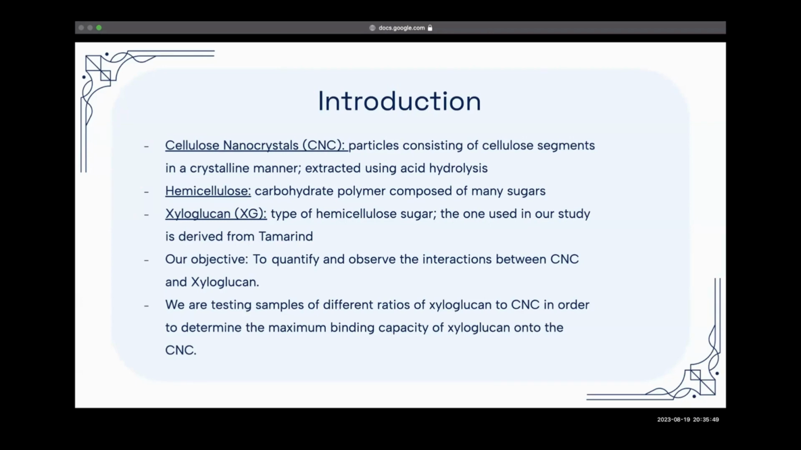A type of hemicellulose sugar is xyloglucan, which is what we're focusing on in our study, and it's derived from tamarind. It has been observed that xyloglucan adsorbs onto cellulose nanocrystals, and adsorption is a process by which ions, atoms, or molecules stick onto the surface of a solid material. It's important to note that adsorption is different from absorption, which is a key difference. The objective of our project is to study the interactions between xyloglucan and CNC and quantify them.